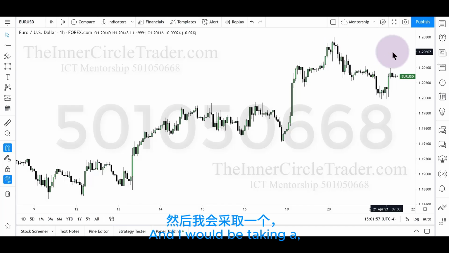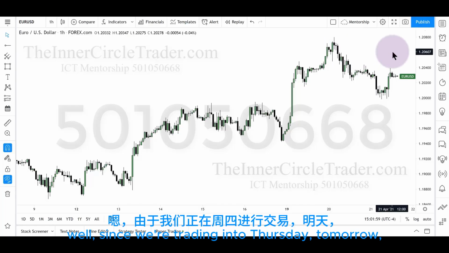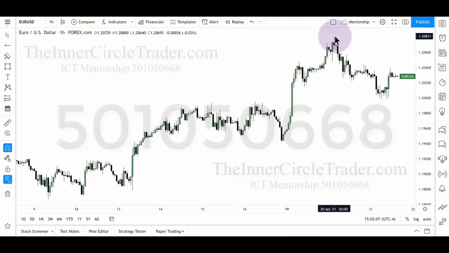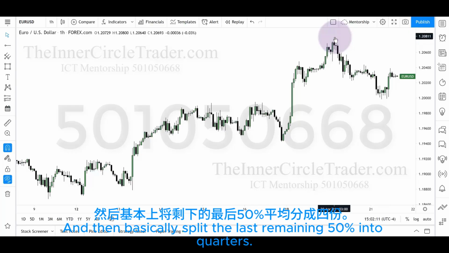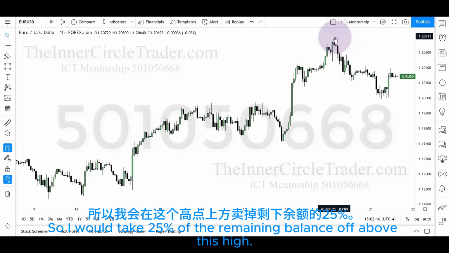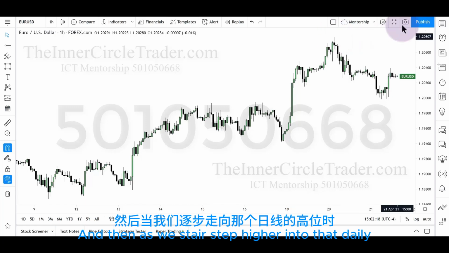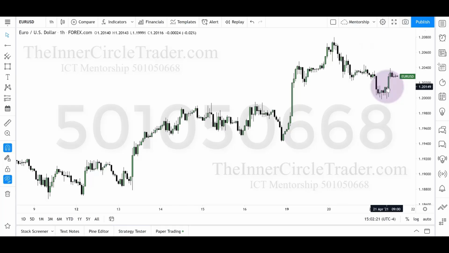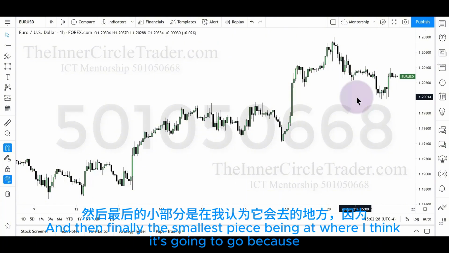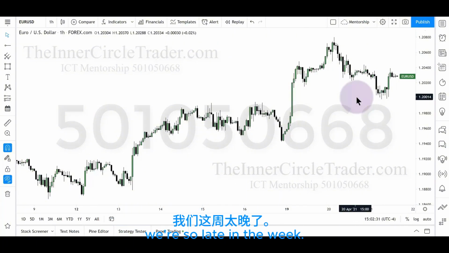And then, since we're trading into Thursday tomorrow, I would be taking 50% of my trade off there and leaving the remaining 50% on to see if we can take out that high. Then I would take something out just a little bit above that, and then basically split the last remaining 50% into quarters. So I would take 25% of the remaining balance off above this high, and then as we stair step higher into that daily level I was outlining before we dropped down to the hourly chart, I would be taking partials along the way, and then finally the smallest piece being at where I think it's going to go, because we're so late in the week.